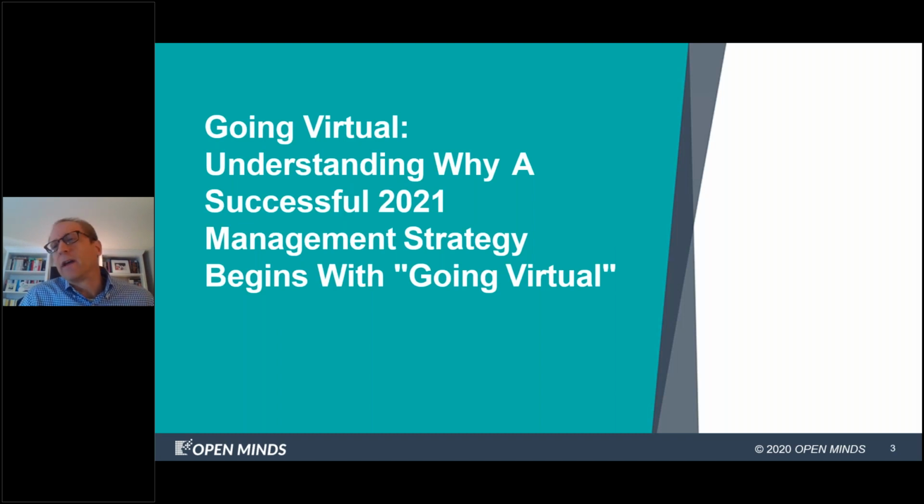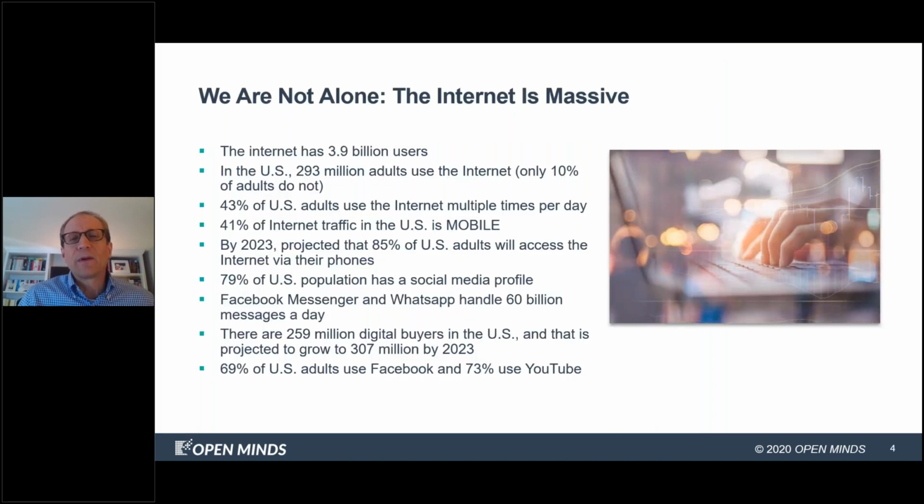So really, I wanted to just set the table here and explain why going virtual in 2021, a successful business strategy, starts really with going virtual. The main impetus of all of this is that the internet is massive. It continues year-over-year growth. Everybody is online, whether you're talking about desktop users, mobile phone users, or tablet users. It continues to grow year over year.